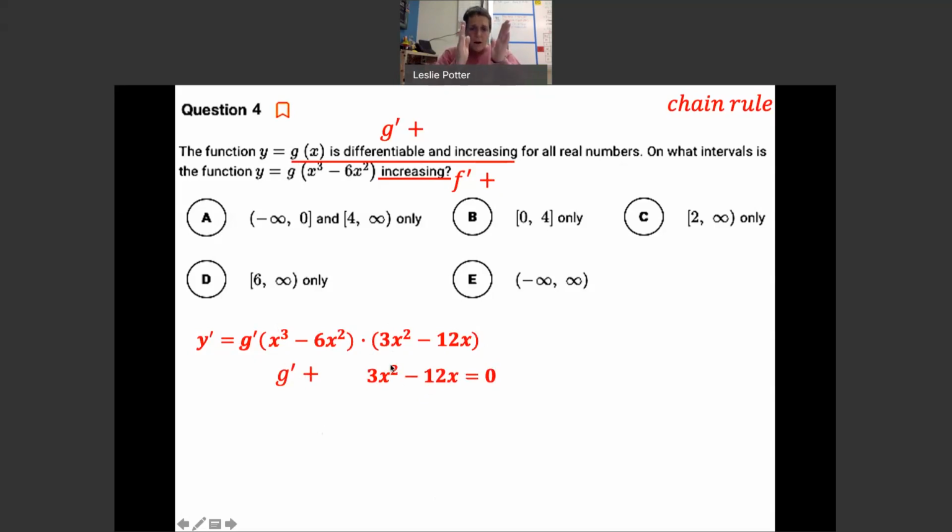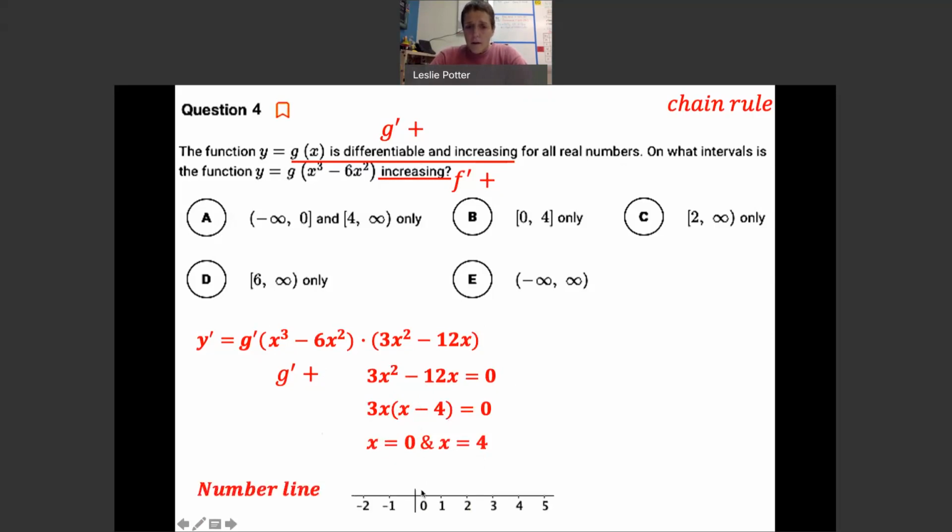And now in this scenario we're finding the critical points. So we're in that mode of factor, set equal to 0, factor and solve. So I'm going to factor out 3x, and then I'm going to get my factor pairs, set them both equal to 0, and solve them. So when 3x is set equal to 0, it's x equals 0. When x minus 4 is set equal to 0, it's x equals 4.